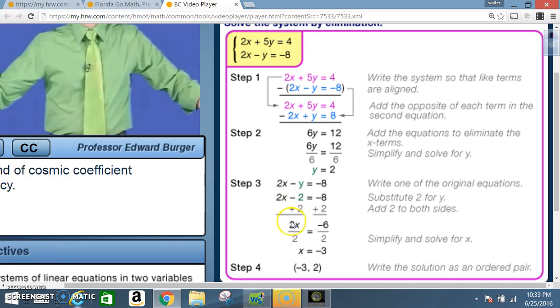I bring down my 2x. Go to the other side, and -8 plus 2 is a -6. So now I have 2x is equal to a -6. This is a one-step equation involving multiplication. What's the opposite or the inverse of multiplication? Division. So I divide both sides by 2. 2 divided by 2 is 1. I'm left with just 1x. There's no need to write that 1 there. A -6 divided by 2 is a -3. So x is equal to a -3. So my final solution is x is a -3 and y is 2.